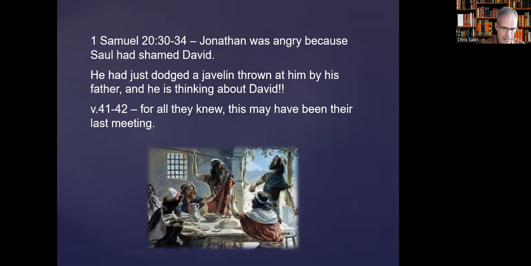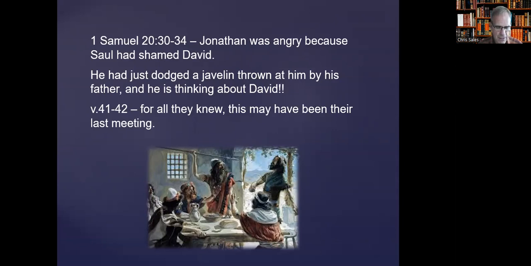Verse 41, as soon as the lad was gone, David arose out of a place to the south and fell on his face and bowed himself three times, and they kissed one another and wept one with another until David exceeded. David understands what Jonathan has done, and he does him honor. He bows down in front of him. You know, David's been anointed king. He's not king yet, but he's been anointed, and Jonathan knows it, and David knows it.